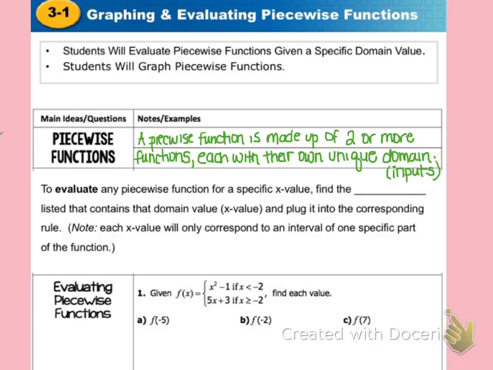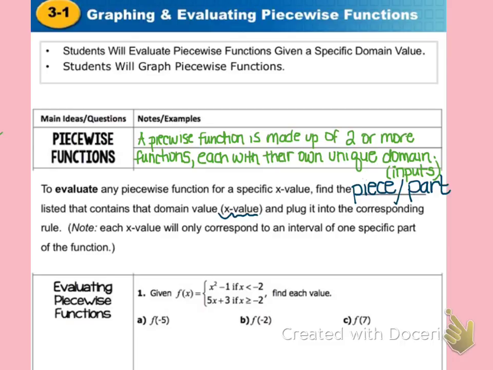We'll look at some of those real-life situations later in the lesson, but to start off, we're going to take a look at how to evaluate a piecewise function. To evaluate any piecewise function for a specific x value, we find the piece listed that contains the domain value, the x value, and plug it into the corresponding rule. Each x value will only correspond to an interval of one specific part of that function. In other words, whatever the input might be, that input will direct us to the piece of the function that we want to utilize.